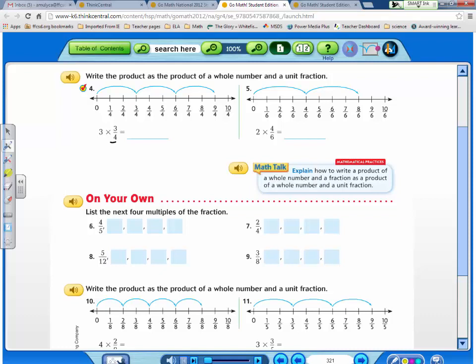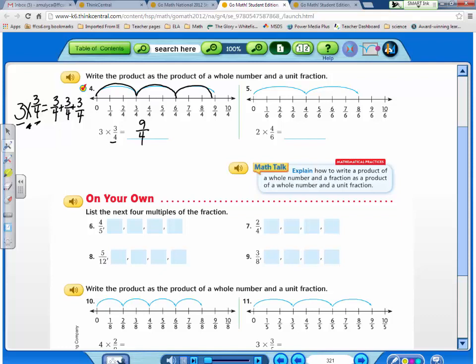So if we think about 3 times 3/4, and we use it as repeated addition, that would be 3/4 plus 3/4 plus another 3/4. So you can see that's 3 groups of 3/4. Here they show it on a number line. This is one group of 3/4, another group of 3/4, and another group of 3/4. So I would end up with 9/4.